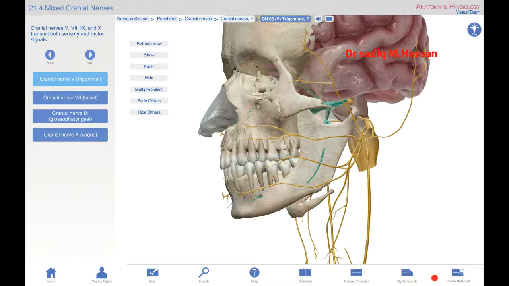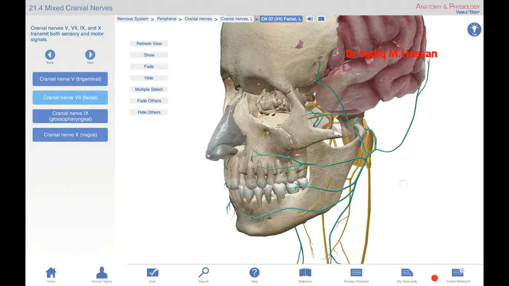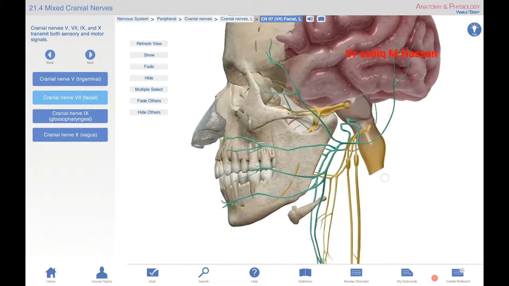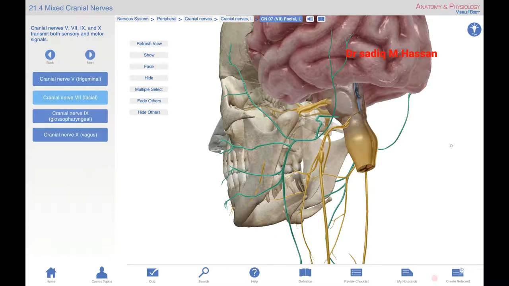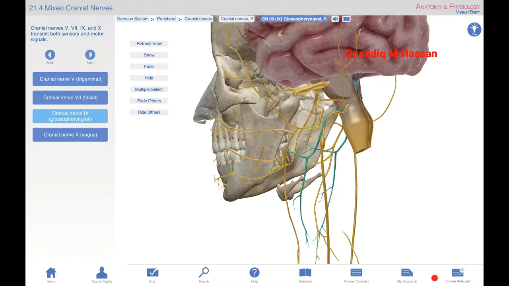And it's subdivided into temporal and optic, which supplies, we will see later, everyone. So this is the facial nerve, now it's coming. This is the facial nerve, it's also very large. It's a very complicated and important nerve. Yes, let us see cranial nerve glossopharyngeal. As the name implies, it supplies the tongue and pharynx.